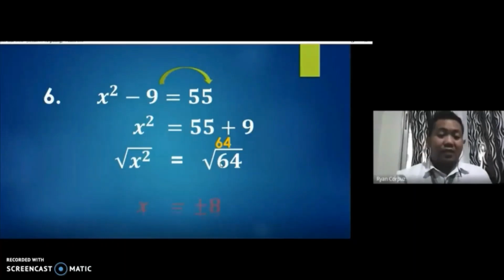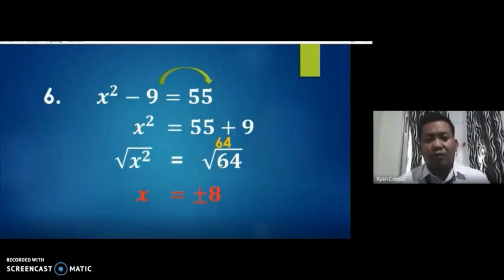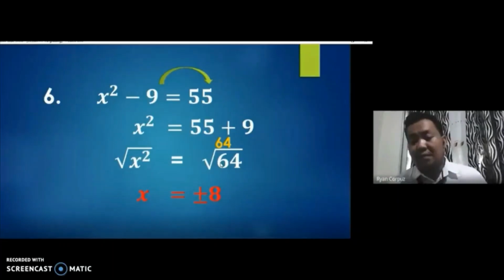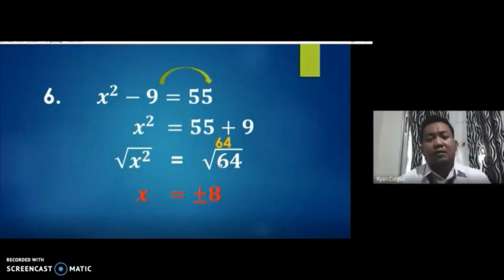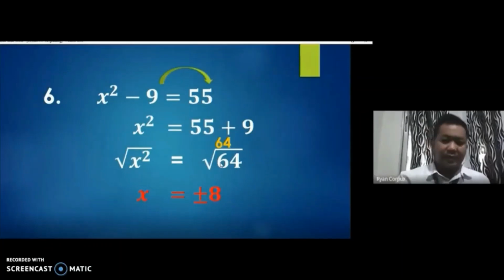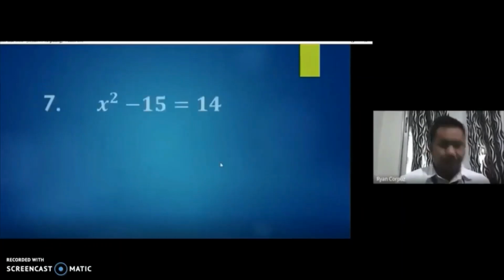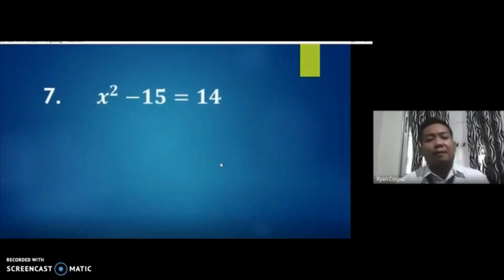So, para hindi kayo malito, right away, when you are solving a quadratic equation by extracting the roots, susulat mo agad yung positive, negative, then yung square root of a certain number. So, the solution to the given example number 6 are positive 8 and negative 8. Did you get example number 6? Let's try another example. So let's have your example number 7.